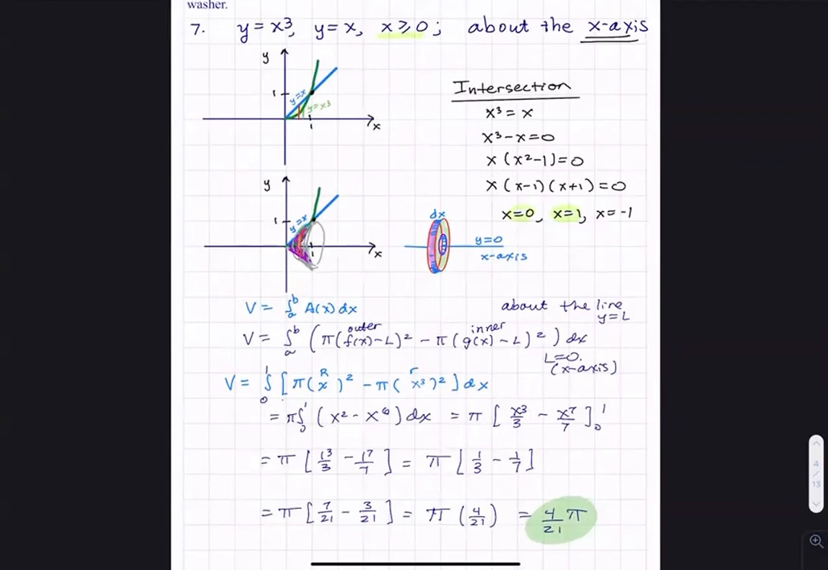By the way, if you get a negative answer, it's possible that you've reversed something. It's a volume, so it can't be negative. It's possible you reversed the order of subtraction there. So you want to get the outer one first. What I mean is the function farthest away from the rotation, which is x, and x cubed is closer to the rotation.